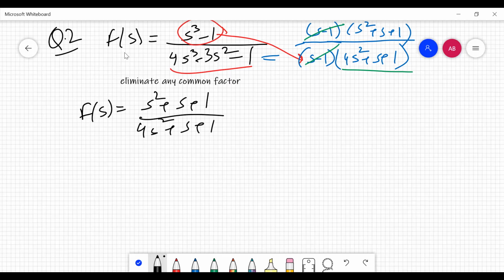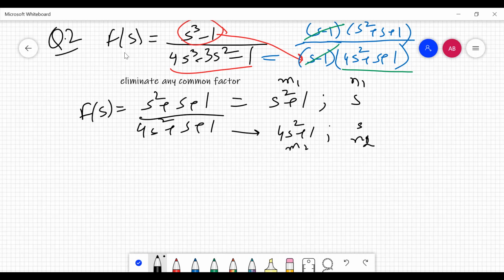By inspection, you can see that all the coefficients are real and positive, and all the powers are there. Now you need to check separately: s square plus 1 is the even polynomial and s is the odd one. Just mention m1 and n1. In the next one, you have 4s square plus 1 as your m2 and s as your n2. So let's take the CFE of these terms.